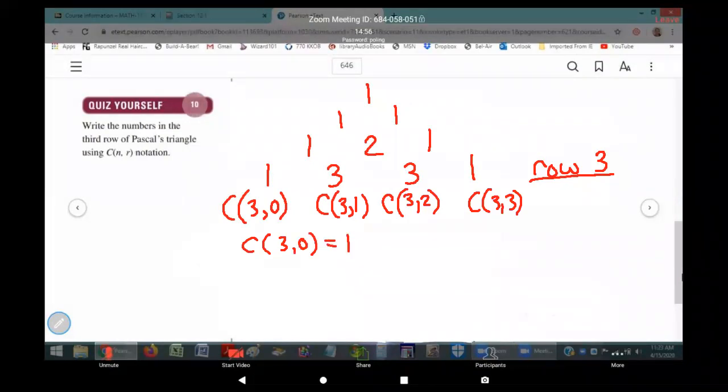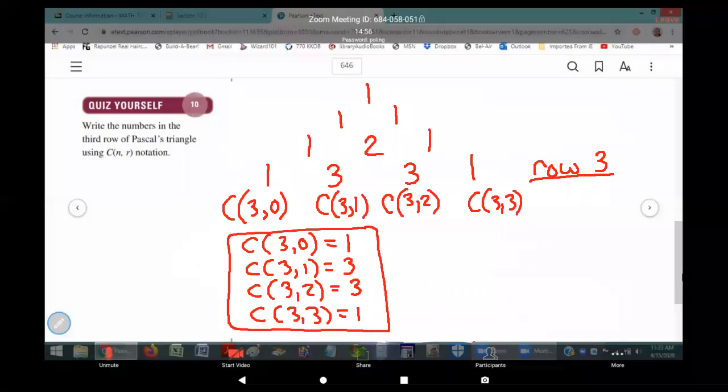So the combination of 3 choose 0 is 1. There's only one way to pick nothing, no matter how big your group is. The combination of 3 choose 1 is 3. There's only 3 ways to pick one thing from 3 items. That's to pick one of the 3 things. The combination of 3 choose 2 is also 3. And the combination of 3 choose 3 is 1. So here, reading down our list, you can see the row in Pascal's triangle.